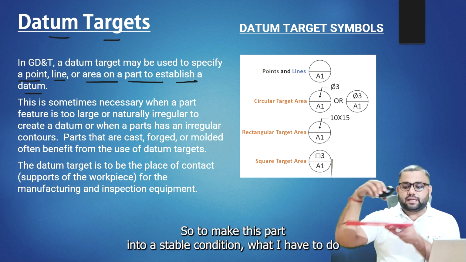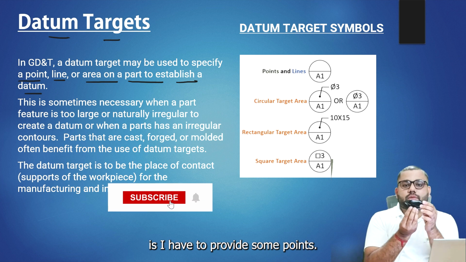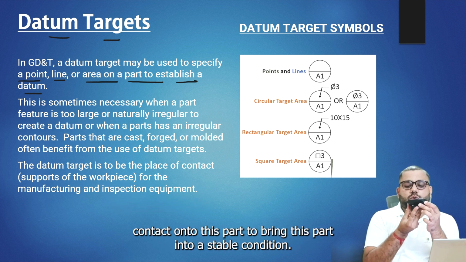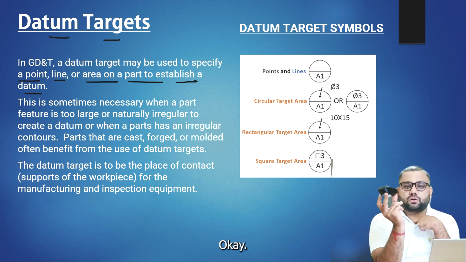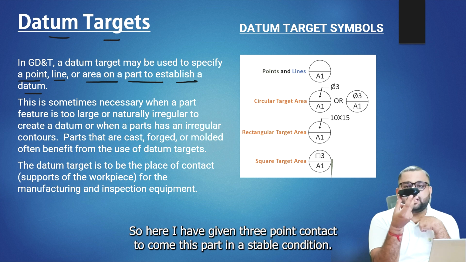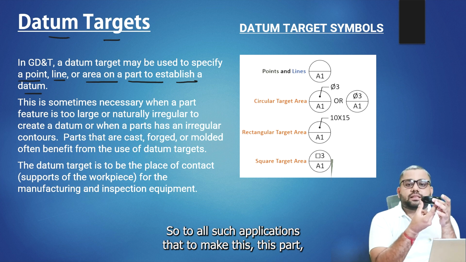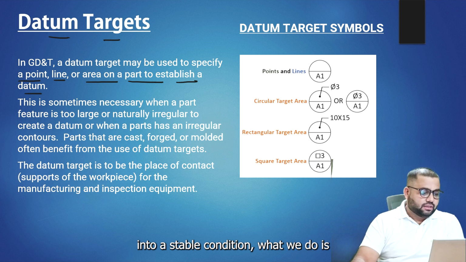So to make this part stable, I have to provide some points onto this part. Let's say 3 point contact onto this part to bring it into a stable condition. So here I have given 3 point contact to bring this part into a stable condition. Okay, so in all such applications, to make a part stable, we use datum targets.